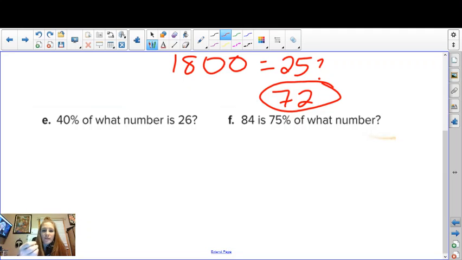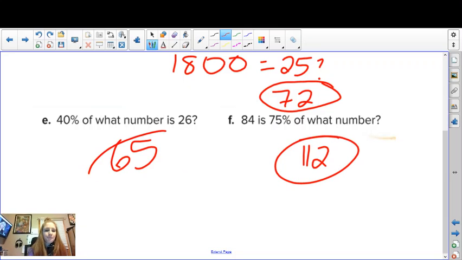40% of what number is 26? And 84 is 75% of what number? Go ahead and do those two. The answers are $65 and 112.